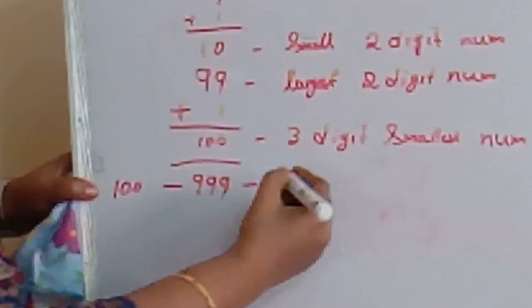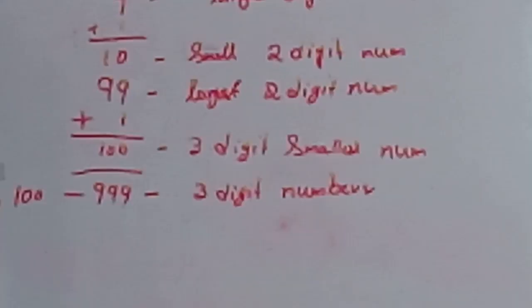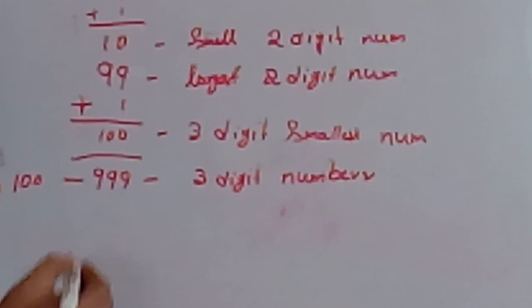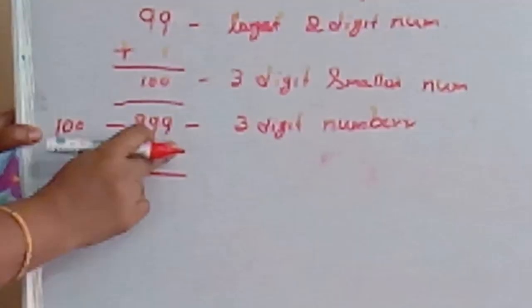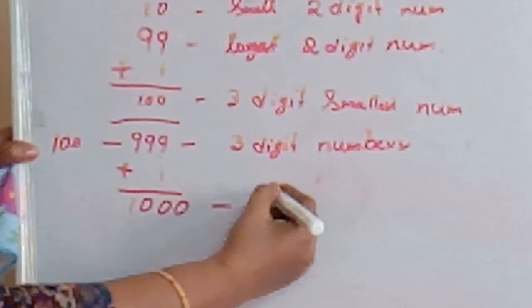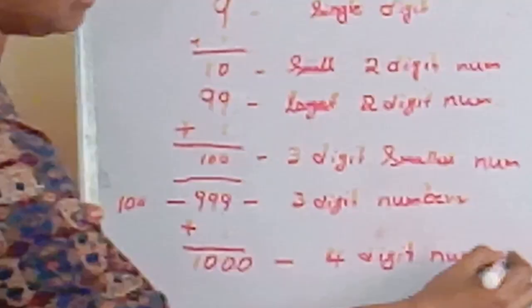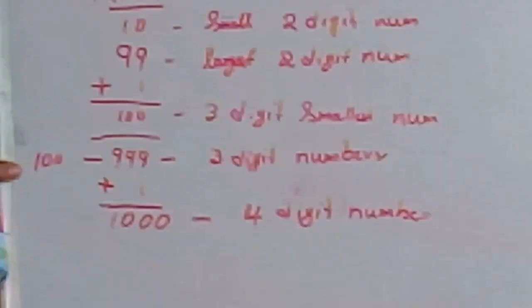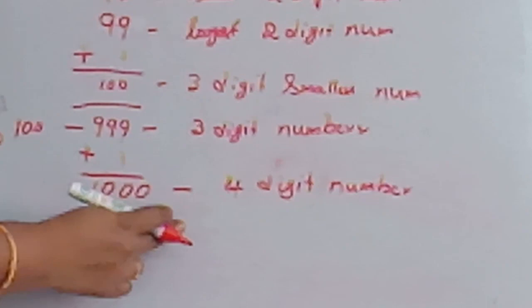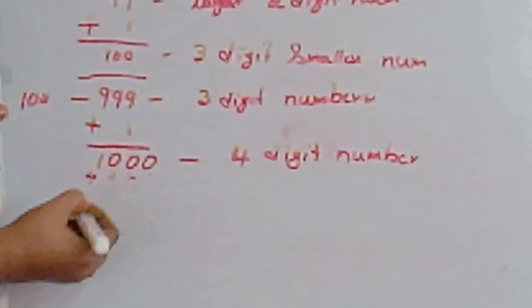All these are 3 digit numbers. So let's add plus 1 to the largest 3 digit number. So then we are getting 1000, which is a 4 digit number. So 1000 is the 4 digit number. That means 1, 2, 3, 4. So 1000 is the 4 digit number.